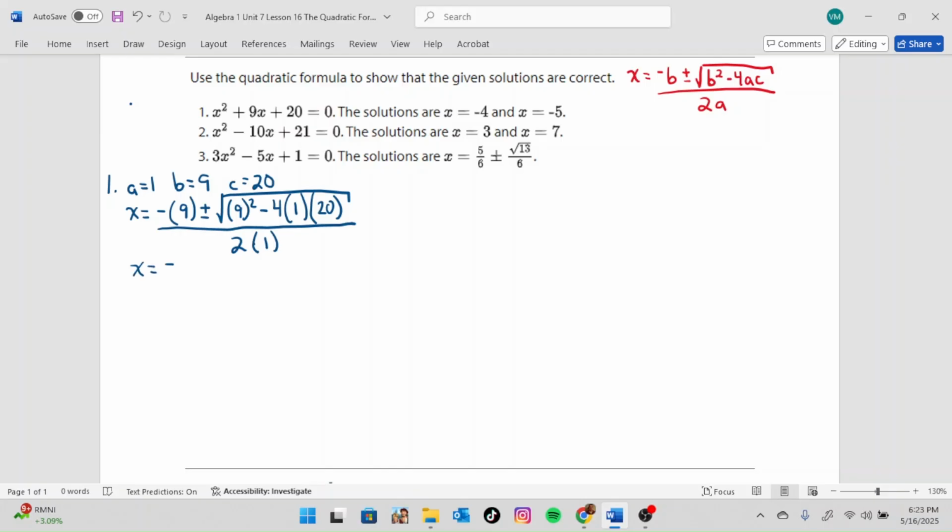So now we have negative 9 plus or minus the square root. 9 squared is 81. Negative 4 times 1 is negative 4. And negative 4 times 20 is negative 80. On the bottom, 2 times 1 is 2. 81 minus 80 is 1.